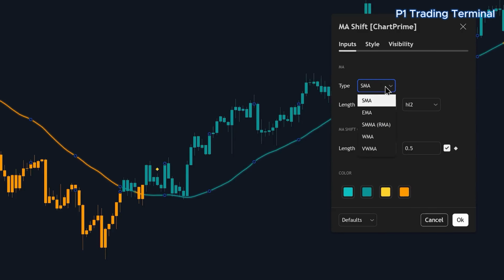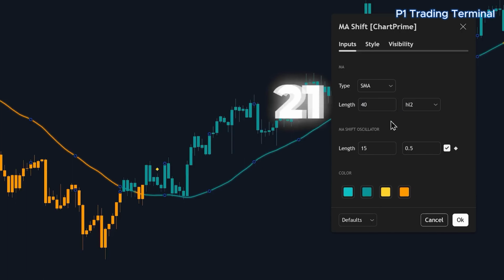If we go back into the settings of the indicator, you can see we have the type of moving average to choose from. These options include SMA, EMA, SMMA, WMA, and VWMA. You can experiment with each type of moving average to see what suits your trading strategy.